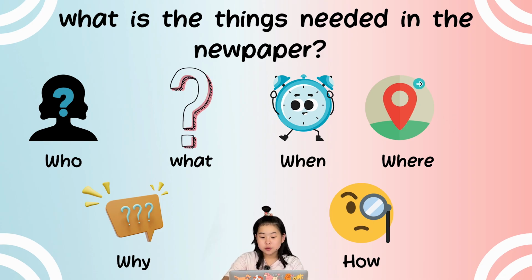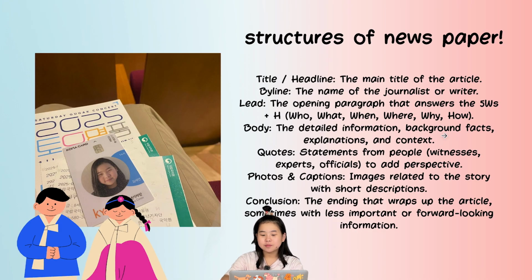First one is who, what, when, where, why, and how. Who is the person or creature that did it. What is what occurred, what happened. When is the timing. Where is the location. Why is the reason, and how is how they did it.